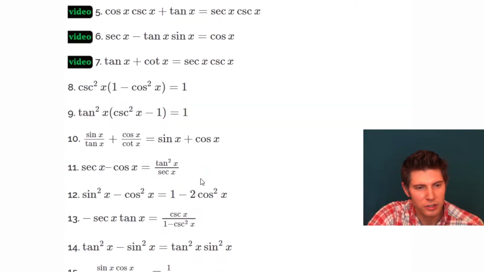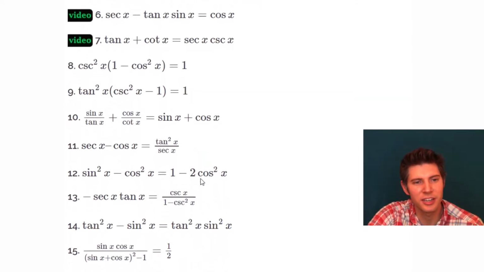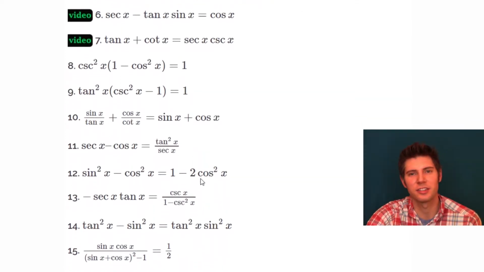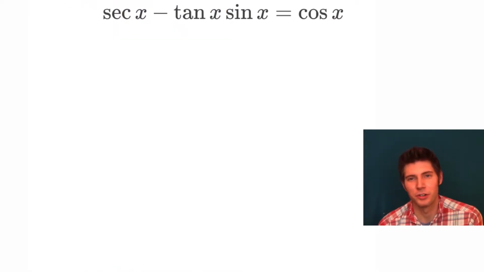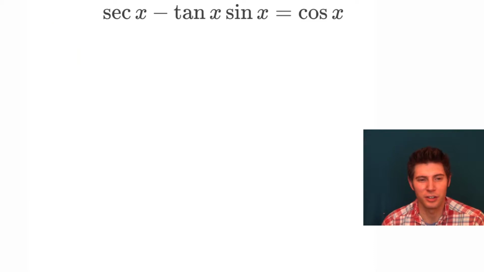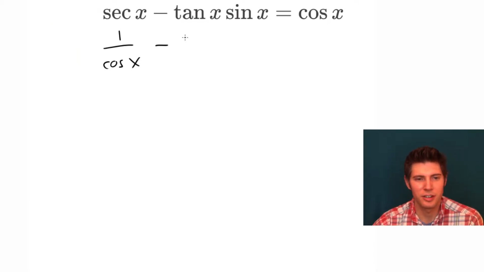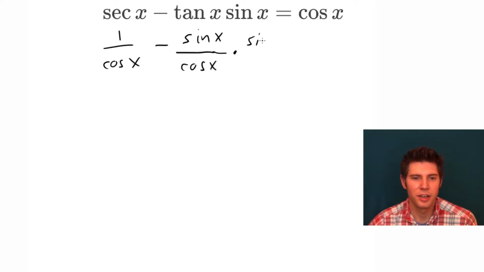And we'll do the next one. So next one's number 6, secant x minus tangent x sine x equals cosine x. I'm thinking the same first step, rewrite things in terms of sine and cosine. So secant is 1 over cosine minus tangent is sine over cosine and then times sine x.